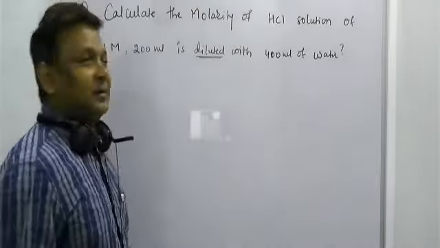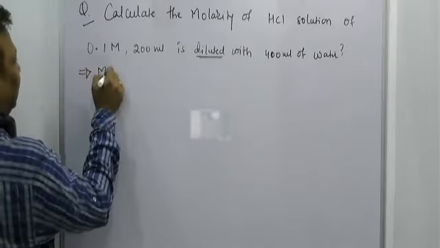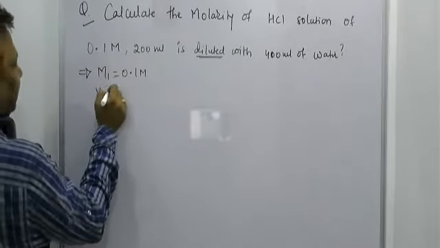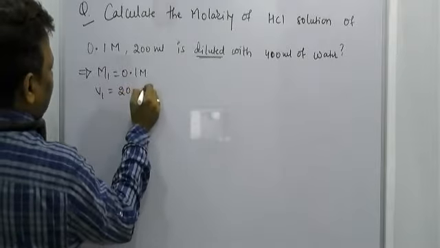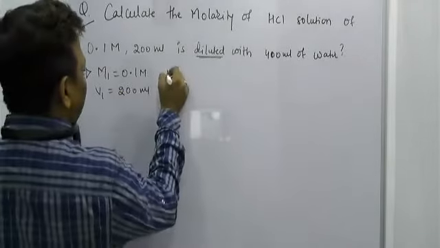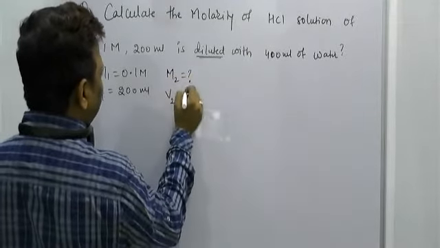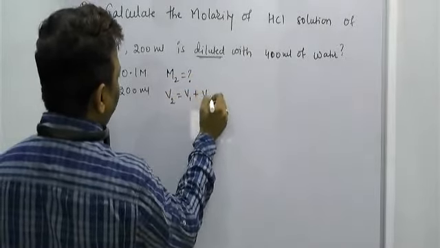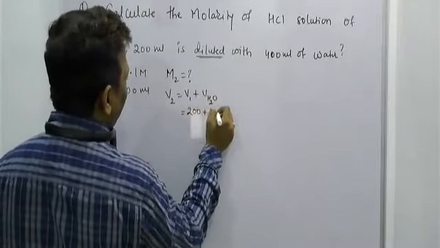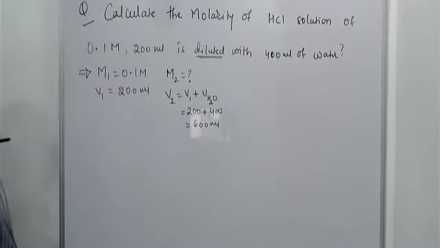Now we'll see the molarity of the HCl solution. Initially, M1 is given: it is 0.1 molar. The volume V1 is 200 ml, diluted with 400 ml of water. So M2 we have to find out. V2 is the total volume, nothing but V1 plus the volume of water added, that is 200 plus 400. It becomes 600 ml, V2.